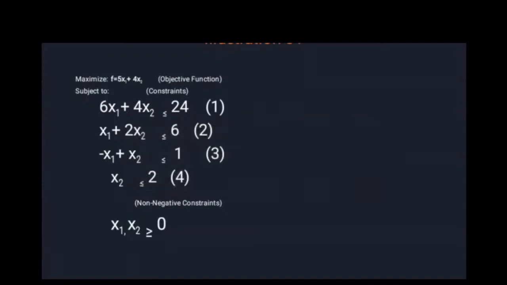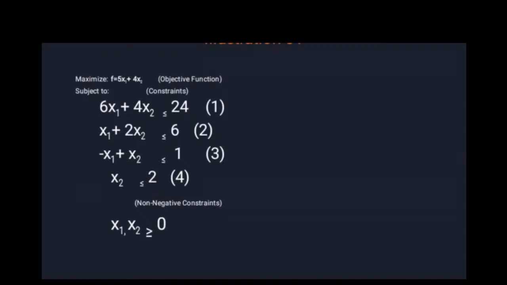I'm going to illustrate the problem through the simplex method of linear programming. So here I start the illustration. We have given the objective function, which is F equals 5x1 plus 4x2. We have to maximize the profit through the simplex method of linear programming. Now this objective function is subject to different constraints, and these constraints are 6x1 plus 4x2 less than or equal to 24. We name this equation as equation number 1.